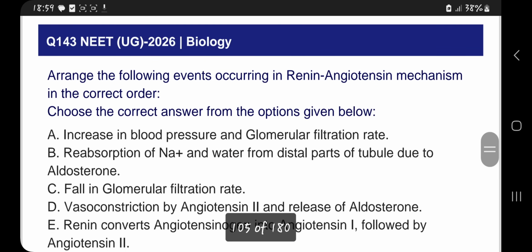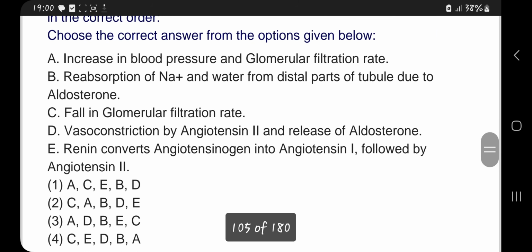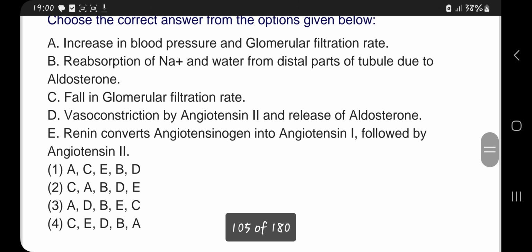Arrange the following events occurring in the renin-angiotensin mechanism in the correct order. Choose the correct answer from the options given below. They have given the choices. Which is the correct sequence? Increase in blood pressure and glomerular filtration rate; reabsorption of sodium ion and water from distal parts of tubule due to aldosterone; fall in glomerular filtration rate; vasoconstriction by angiotensin 2 and release of aldosterone; renin converts angiotensinogen into angiotensin 1 followed by angiotensin 2.